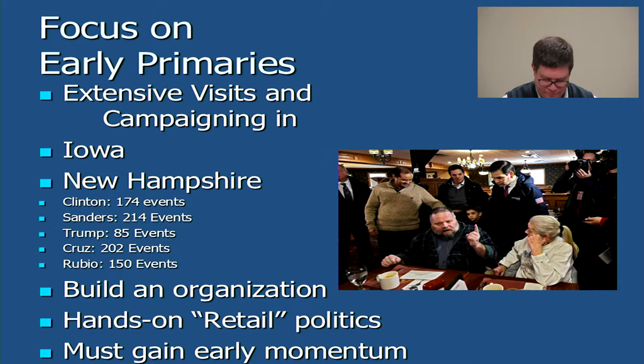What you have to do here is build what we call a hands-on retail politics organization, with a lot of people in the street. At each one of those events, you collect names. You continue to contact those people and try to get them out to vote for your candidate when it comes time for the primary. Now, if you take a look at this picture here, it's a picture of Marco Rubio.